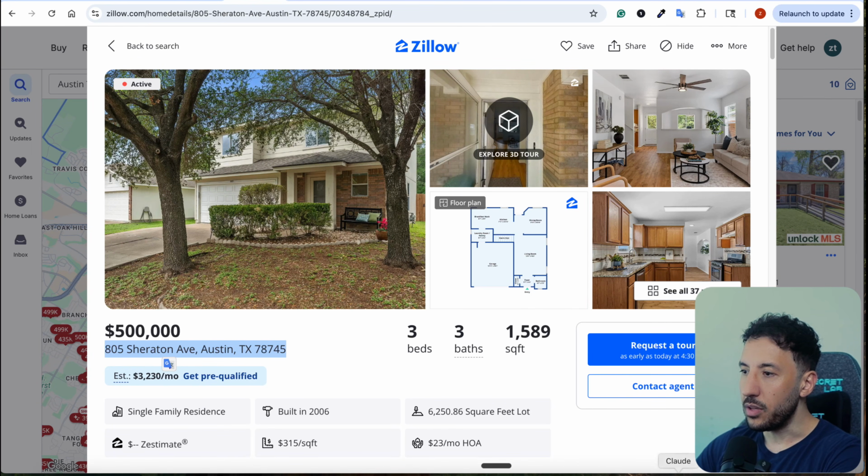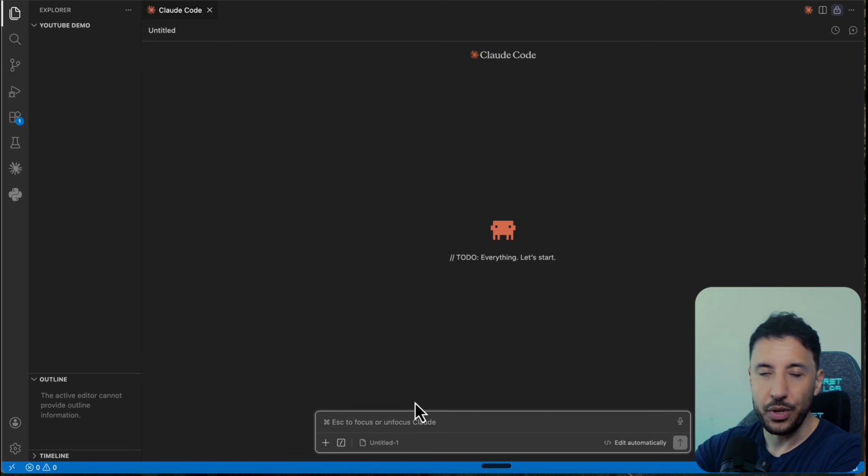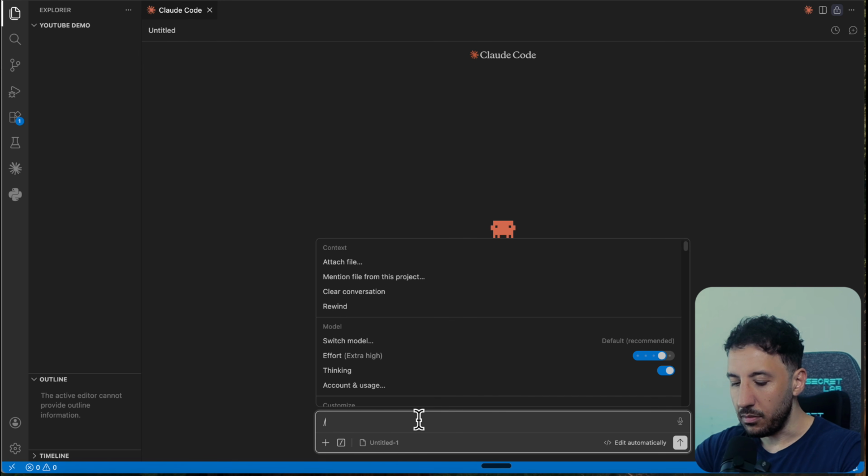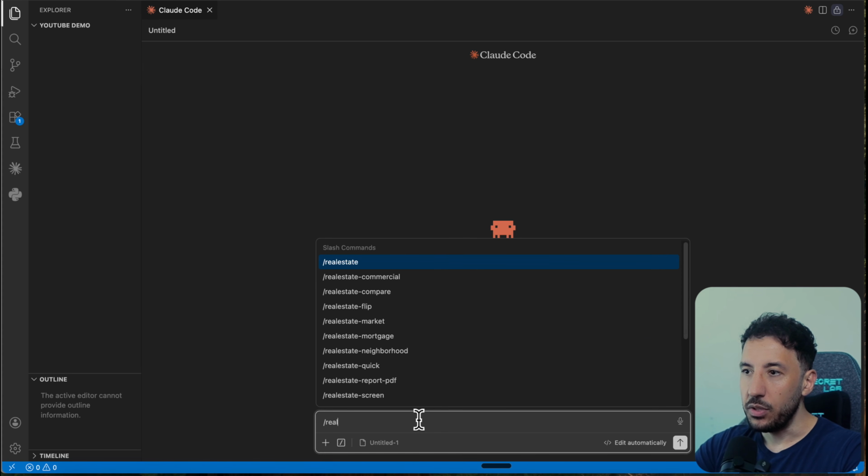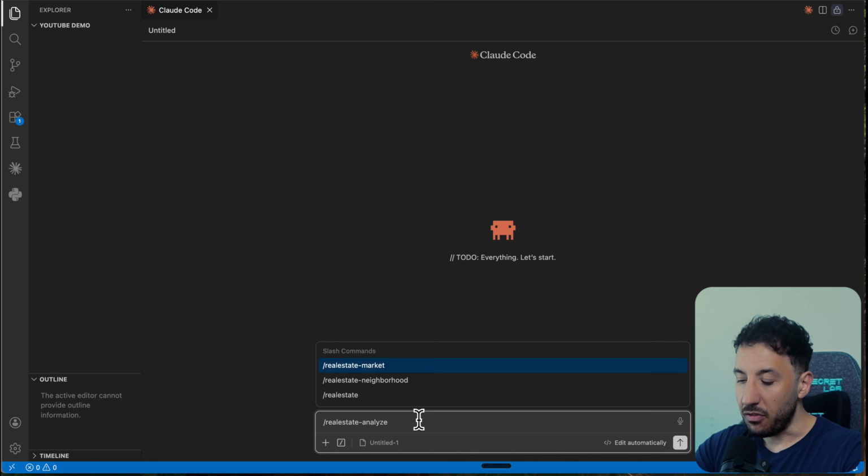And I'm going to go to my Visual Studio Code. Again, don't worry. I'm going to explain how to get here in a little bit. I'm going to show you how you can install this and how you can use Claude Code inside this. So what I'm going to do is type the slash command, and I'm going to type real estate. So all of these commands are available for me. And again, I'm going to show you how to install these commands so you have access to this. So I'm just going to do real estate -analyze, which is kind of the flagship command.